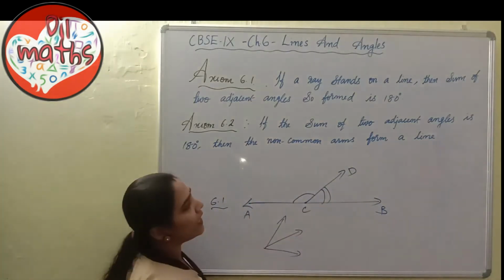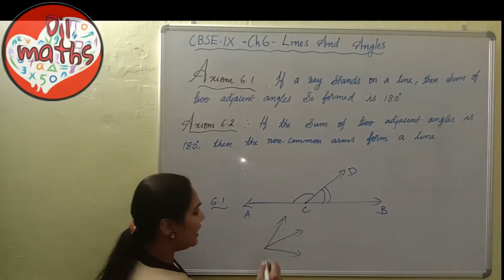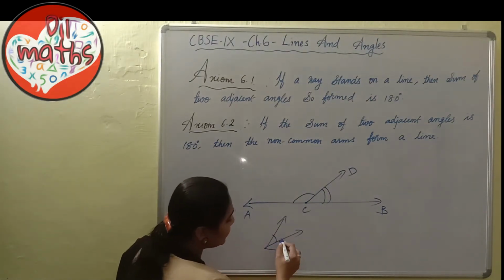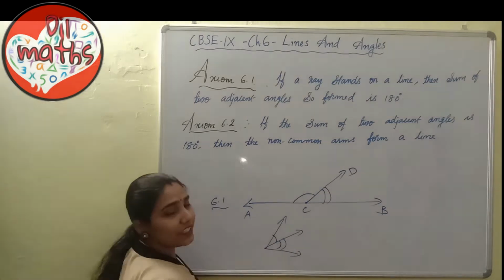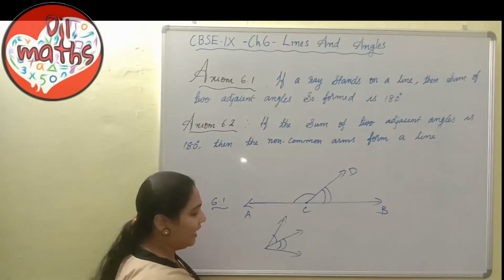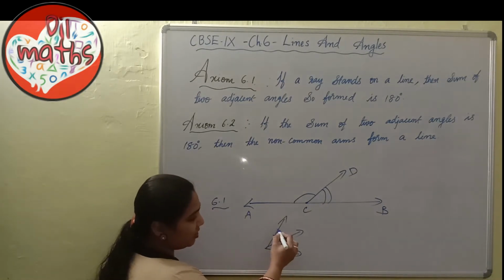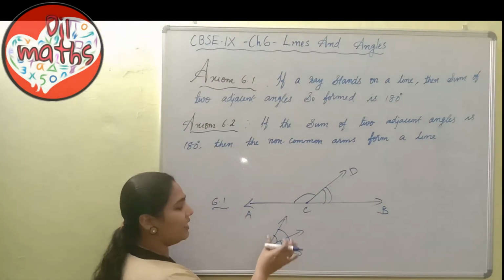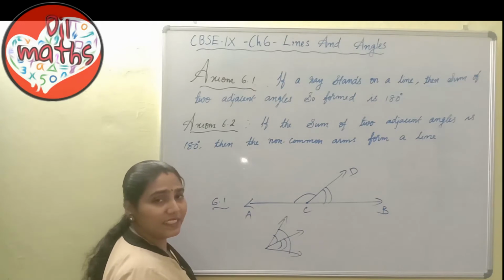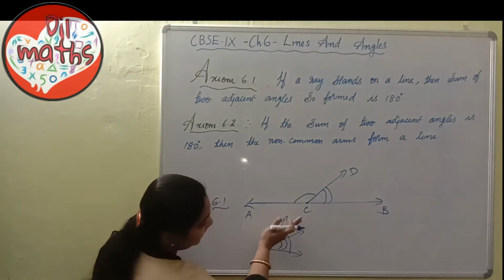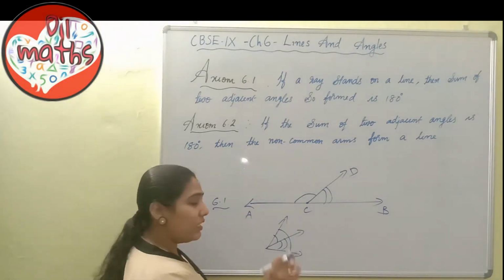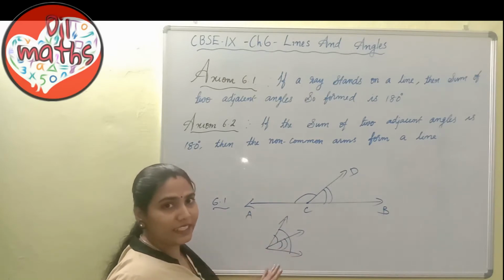If the sum of two adjacent angles is 180 degrees. If I add these two angles, will I get 180 degrees? No. Never, isn't it? If you measure the whole angle, you know that it will definitely be less than 180 degrees. It is an acute angle also. It is less than 90 degrees only. So definitely you will never get 180 degrees here.